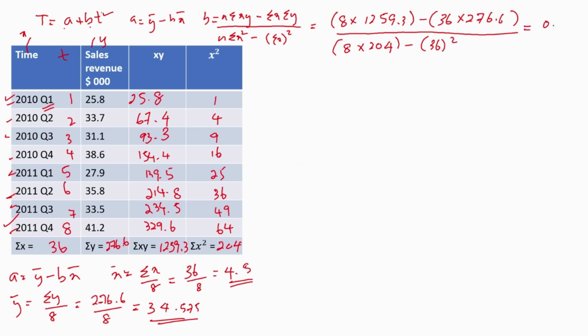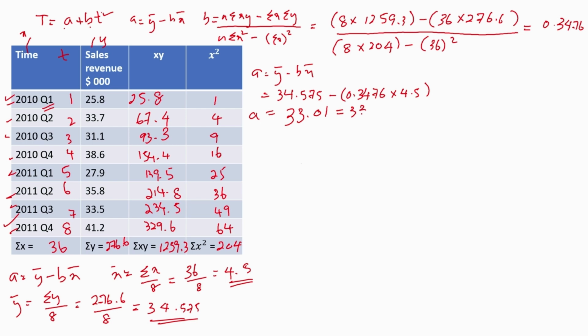So b equals 0.3476. Now we can calculate the a value. A equals 33.01. We can take this as 33.